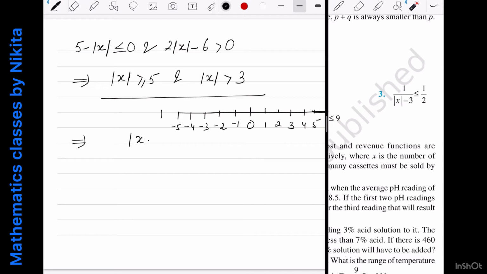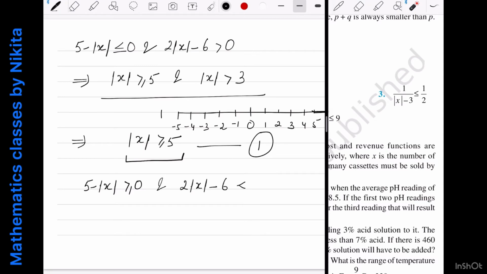So when we take the intersection of these two, what will we get? We will get that mod of x is greater or equal to 5. Okay, so mark this as 1. Now let's see the second case. The second was 5 minus mod x is greater or equal to 0 and 2 mod x minus 6 is less than 0.